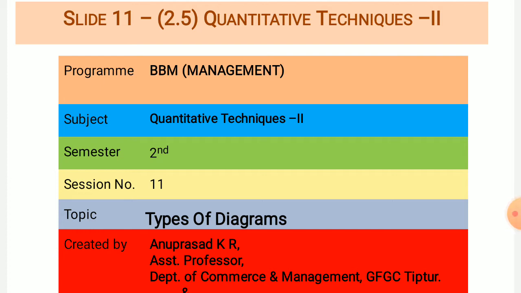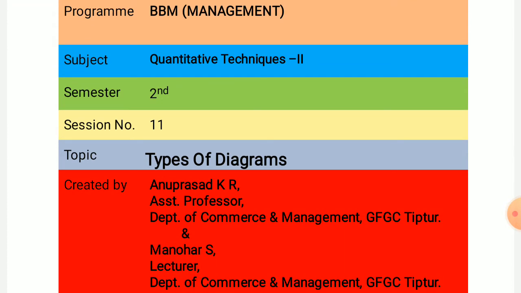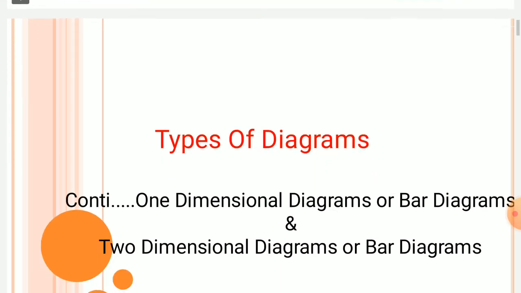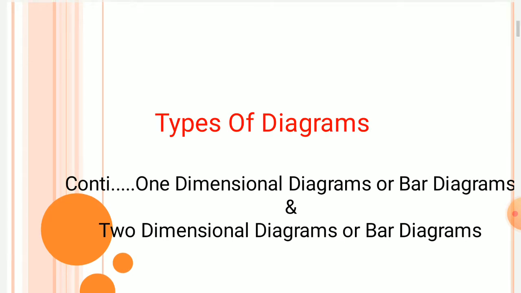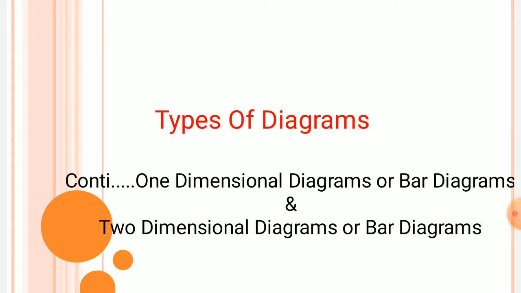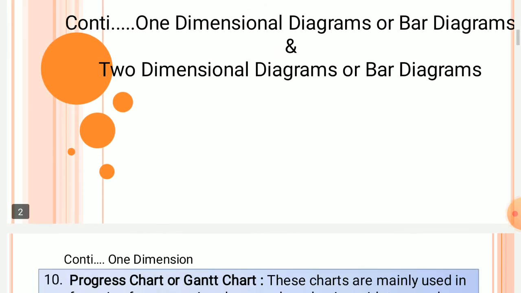Types of diagrams. Already we have been discussing types of diagrams, and here, one dimensional diagrams or bar diagrams, two dimensional diagrams or bar diagrams. So these are the basis on which we are going to divide many types of diagrams.